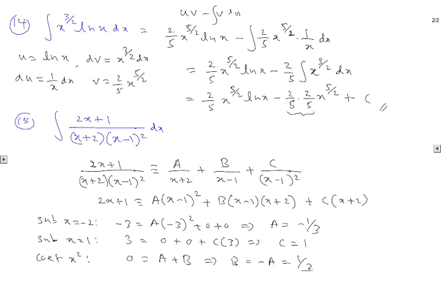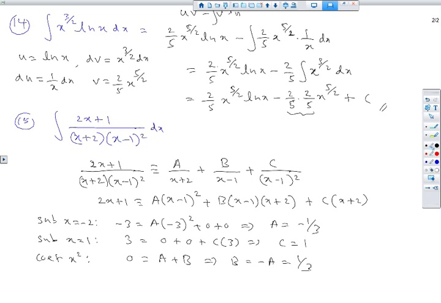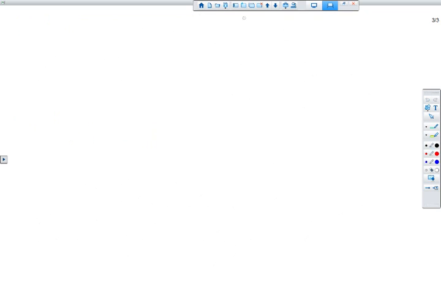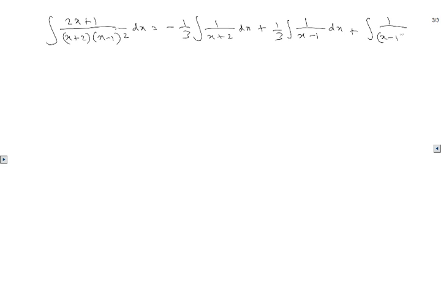So let's go back to the integral and plug in those three numbers. Once you plug in the numbers and distribute, this is what you get. The integral of (2x+1) over (x+2)(x-1) squared dx equals -1/3, that's the a, times 1 over x+2 dx, and b was 1/3, so 1/3 times 1 over x-1 dx, and the c was 1, so that means it is 1 over (x-1) squared dx.